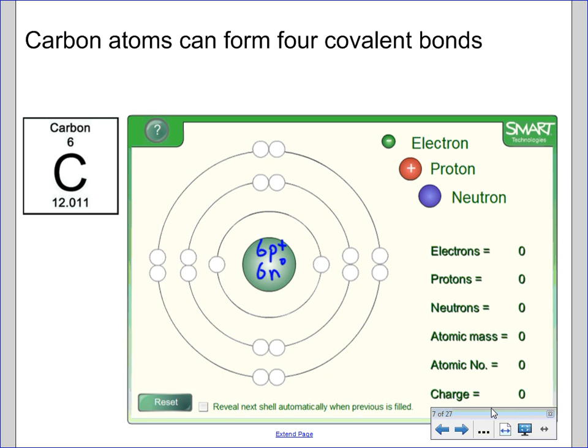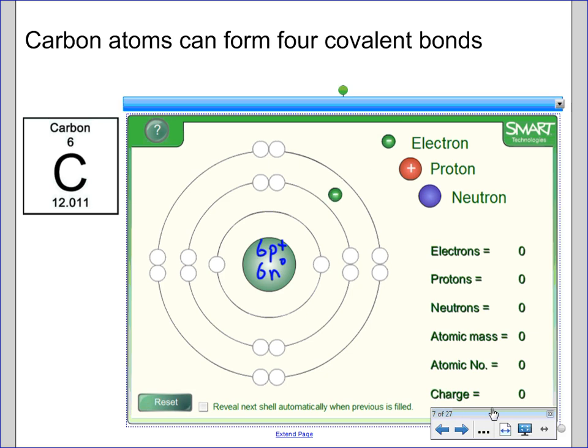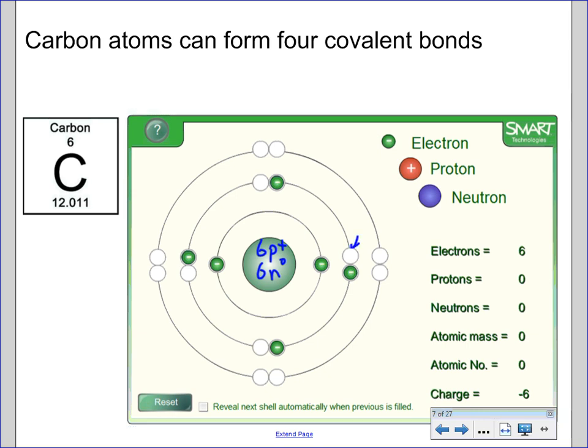Now, carbon as well has 6 electrons found around the nucleus of that atom. 2 of those electrons are found in that first orbit, and then the remaining 4 electrons are found in the second orbit around that nucleus. And you'll note that carbon does have room for 4 more electrons within that second orbit.